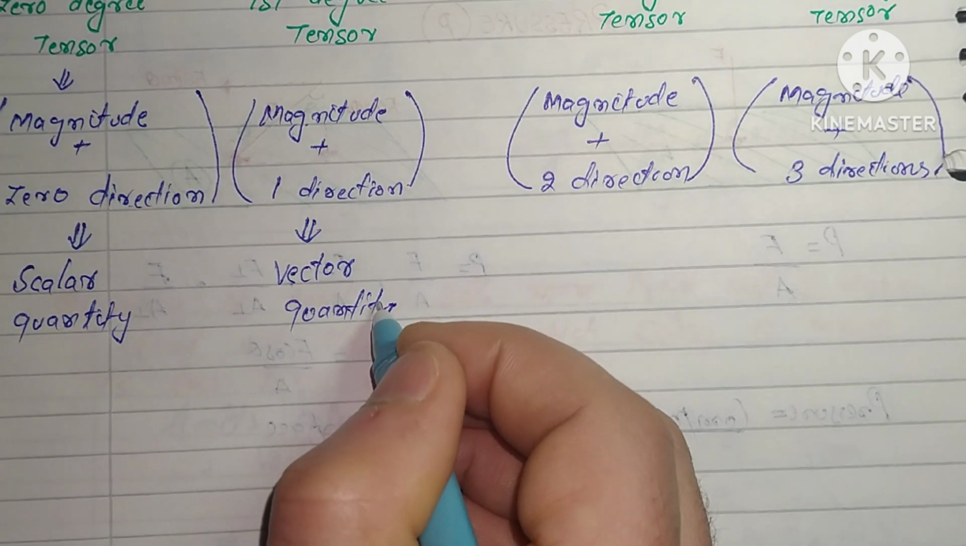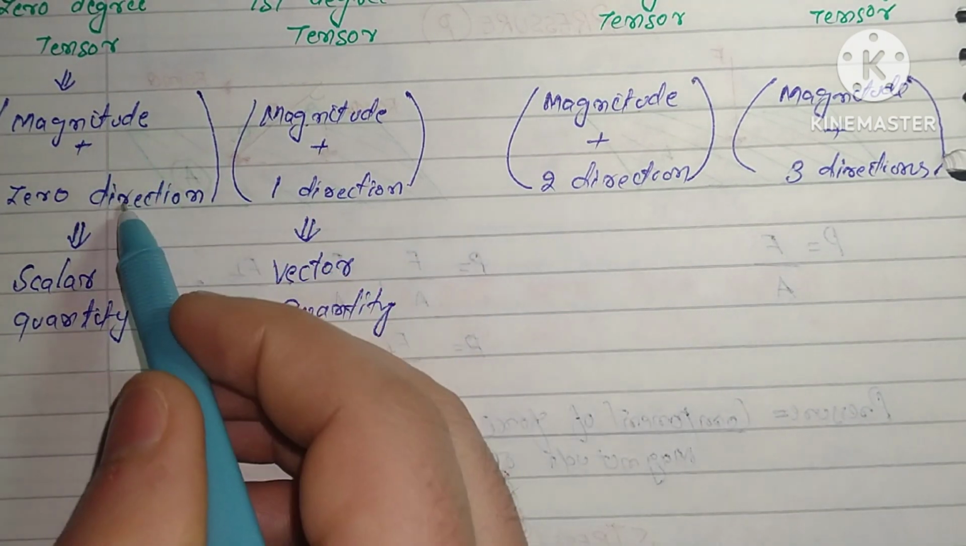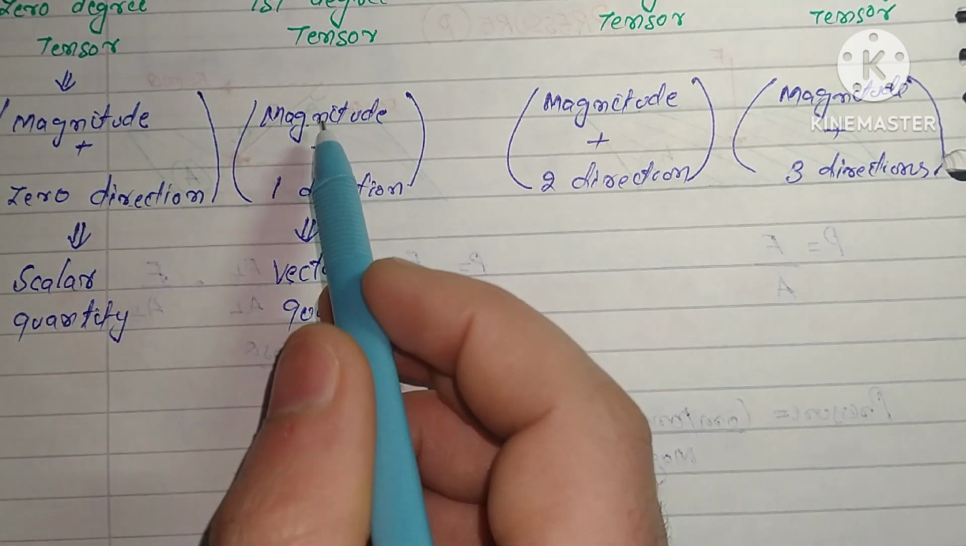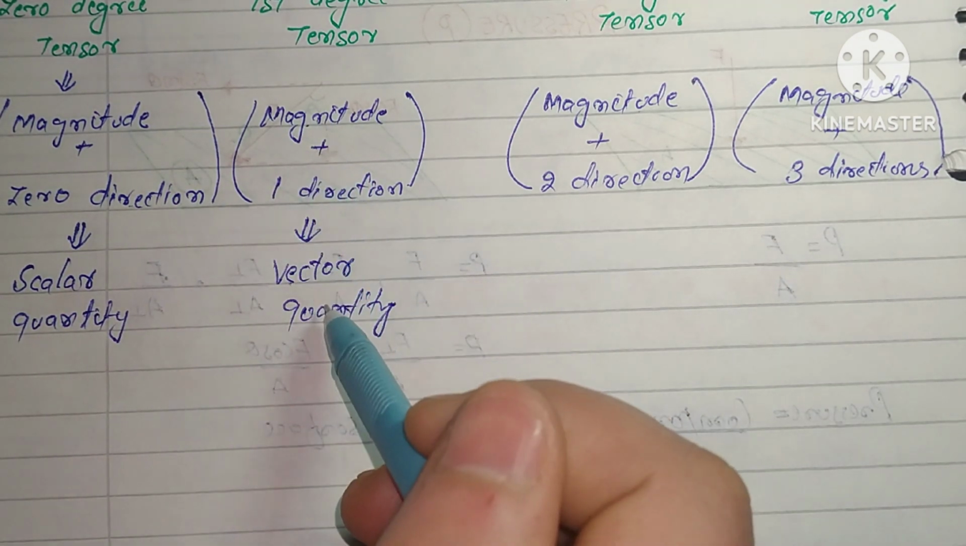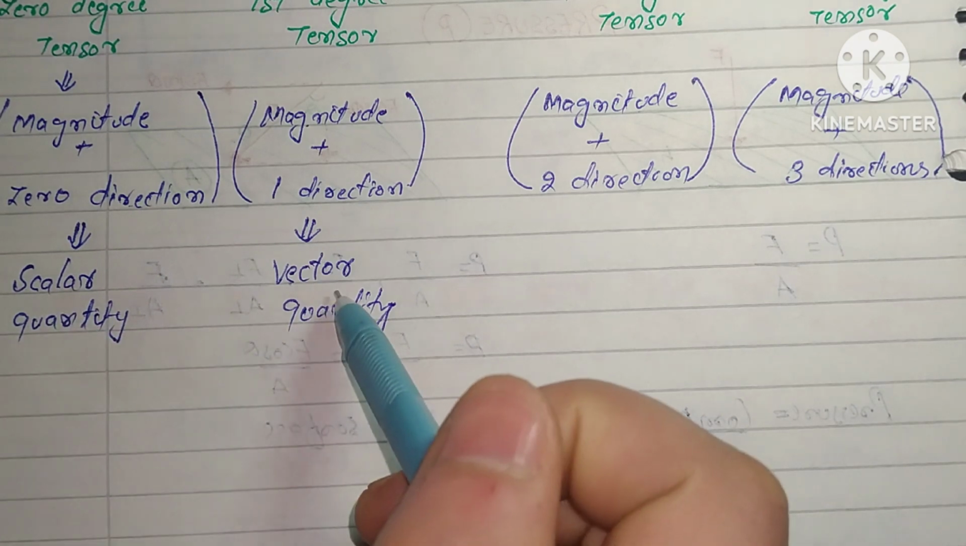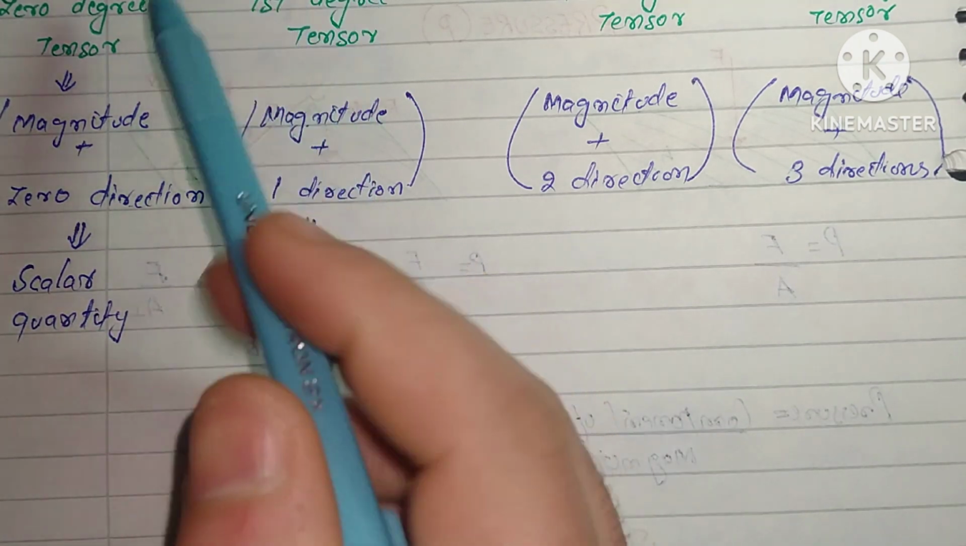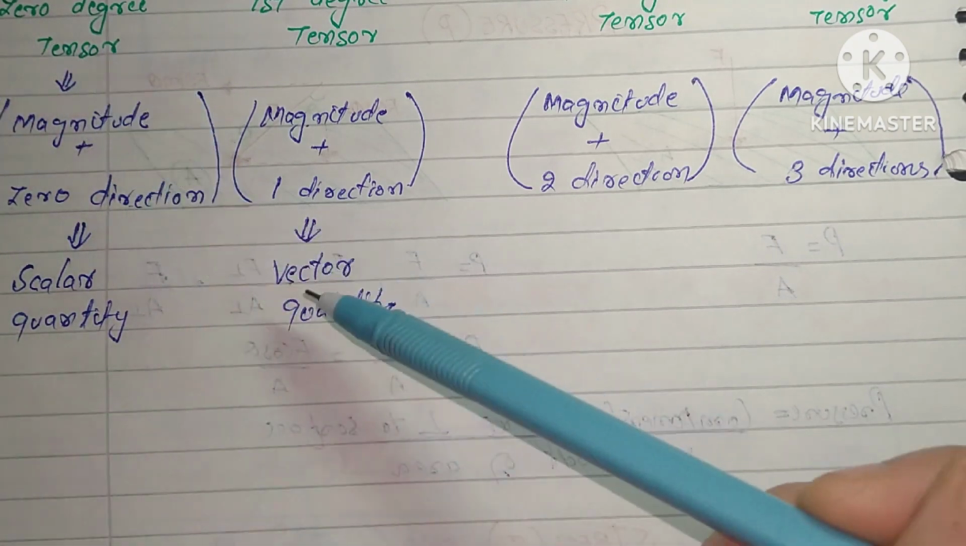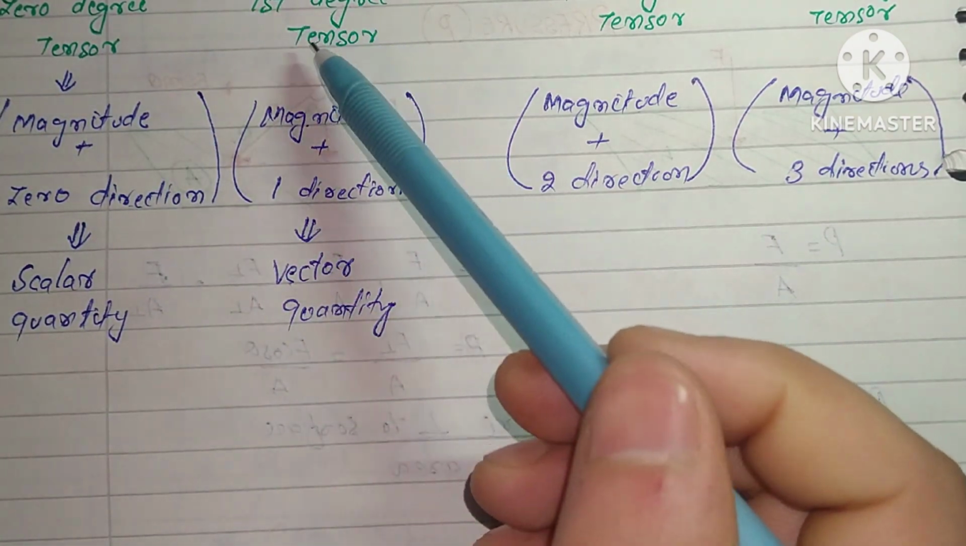Hence, any quantity having magnitude but no direction is called a scalar quantity. Any quantity having magnitude and one direction is called a vector quantity. So the scalar quantity and vector quantity, these both are tensors. Scalar quantity is 0 degree or 0 order tensor and vector quantity is first degree or first order tensor.